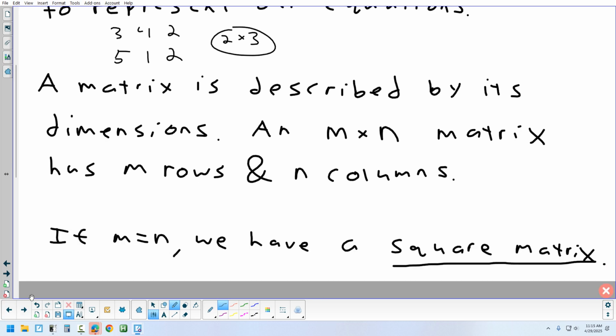If the number of rows and columns is the same, then that kind of matrix has a special name. It's called a square matrix. And that's because when the number of rows and columns are the same, the layout looks like a square. Three rows, 3 columns. This is a square matrix. So square has nothing to do with the numbers in it. It has to do with the fact that the number of rows and columns are the same. Put whatever you want in the matrix.